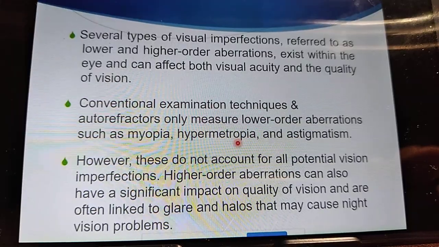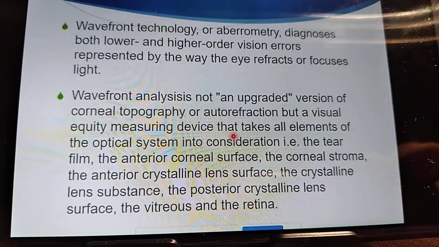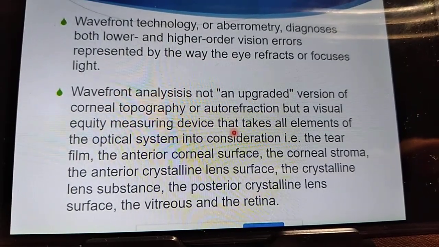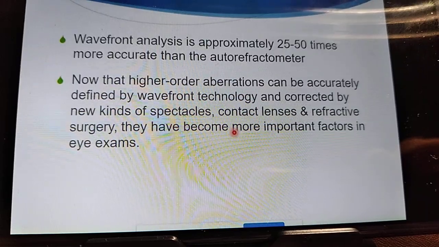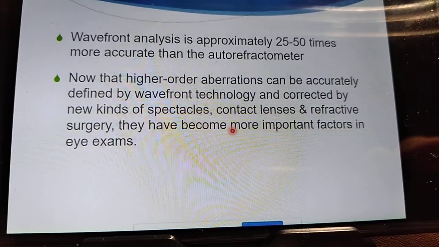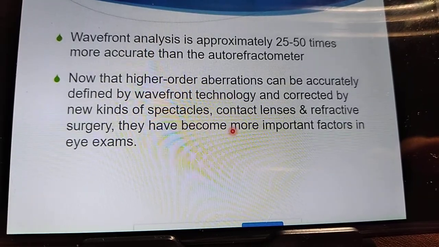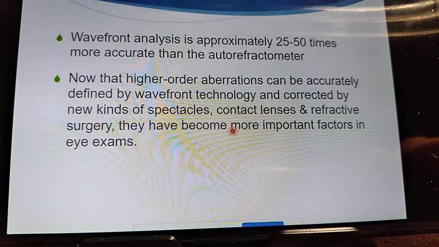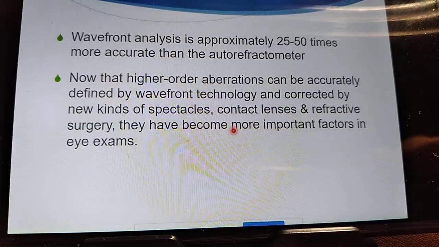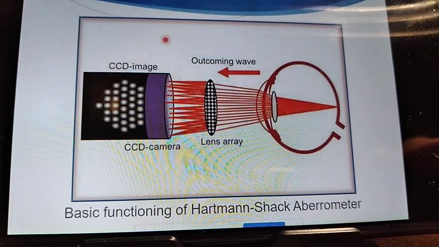In the case of a wavefront, what actually happens is they do not just check 2 or 3 points. They check more than 50 points, and they are found to be 25 to 50 times more accurate than the normal autorefractometer. They are also used in measuring refraction in irregular astigmatisms and in patients who had undergone refractive surgeries previously. Okay, so this is how the wavefront actually works.